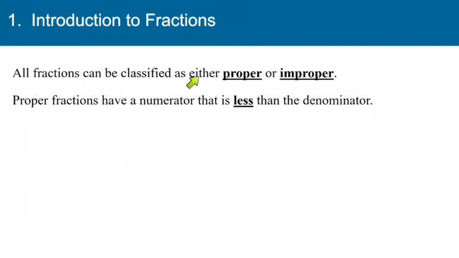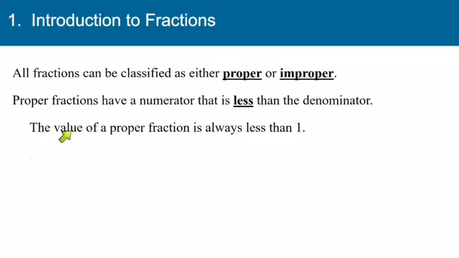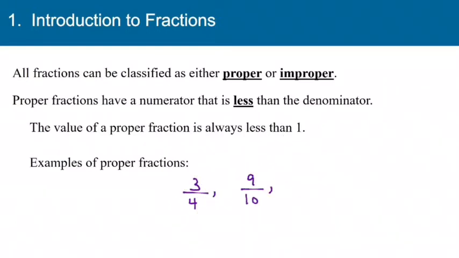Now, all fractions can be classified as either proper or improper. A proper fraction has a numerator that is less than the denominator. That means the value of a proper fraction is always going to be less than 1. Here are some examples of proper fractions. 3/4, notice the numerator is less than the denominator, and 3/4 is less than 1. 9/10, again, the numerator is less than the denominator. Or 17/50. All of these are examples of proper fractions.